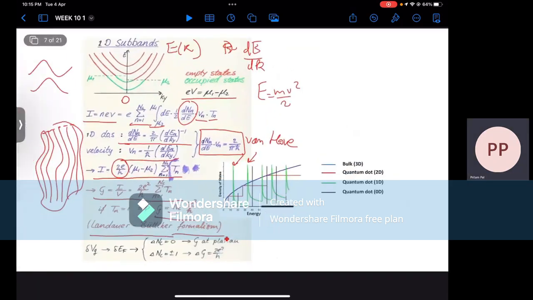So here we go. Here is the spectrum drawn on a transparency, and now we are going to ask ourselves what the current is going to be if we apply a chemical potential difference across this constriction, right?